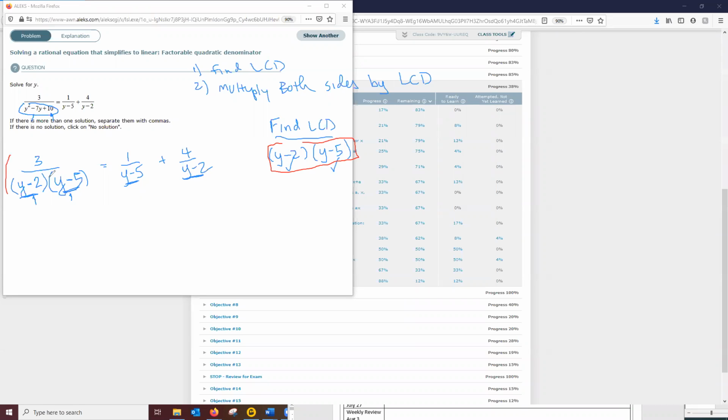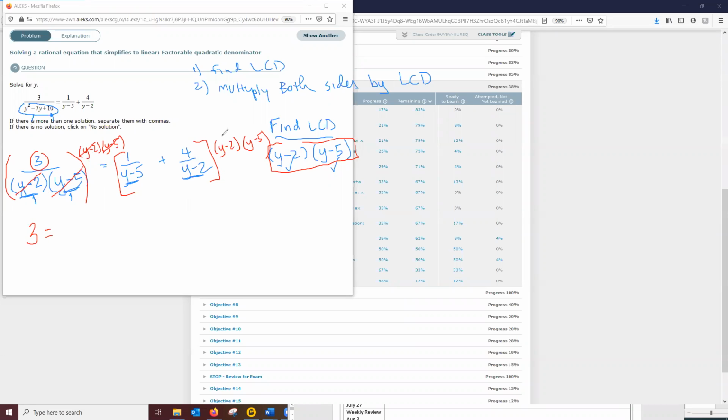All right, let me do it. On this side, I'm going to multiply this by y minus 2, y minus 5. And I'm going to do the same thing on this side, multiply this by y minus 2, y minus 5. All right, so let's do it. Well, on the left side, the good news, this y minus 2 cancels out with that one, y minus 2. This y minus 5 cancels out. I'm left with just a 3 on this left side.